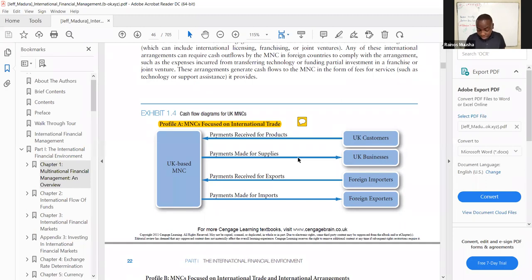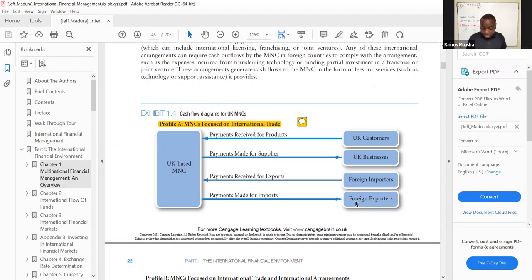But at the same time, with the goods that they produce, if they need to import goods from other exporters outside the UK, it means they're going to be making payments for the imports that they need as inputs to their production system.